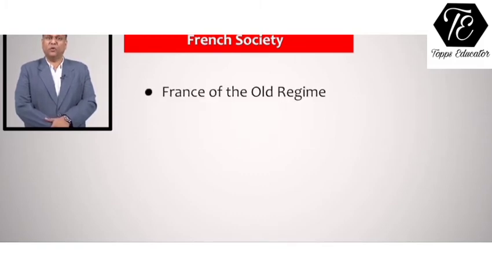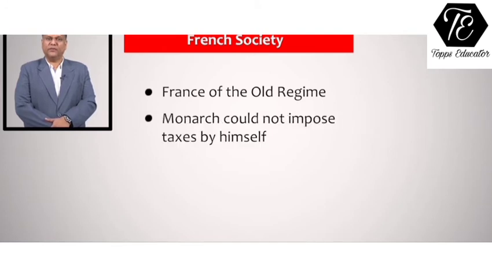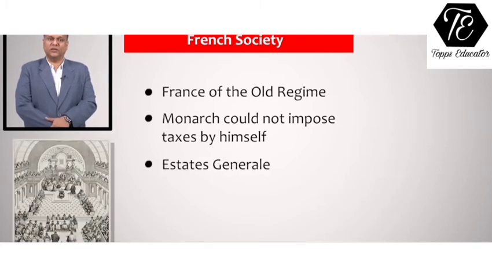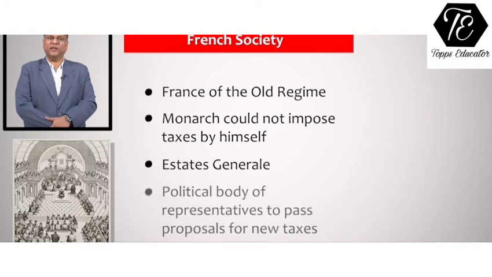In France of the old regime, the monarch did not have the power to impose taxes according to his will alone. Rather, he had to call a meeting of the Estates General, which would then pass a proposal for new taxes. The Estates General was a political body to which the three estates sent their representatives. However, the monarch alone could decide when to call a meeting of this body. The last time it was done was in 1614, so one can imagine that for almost 2 centuries there was no meeting of the Estates General.